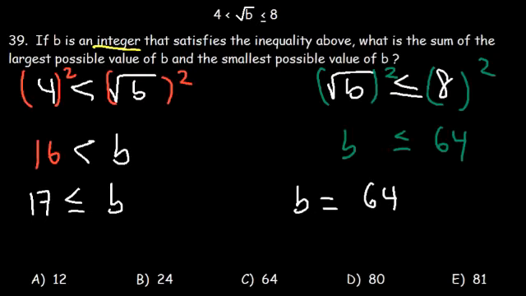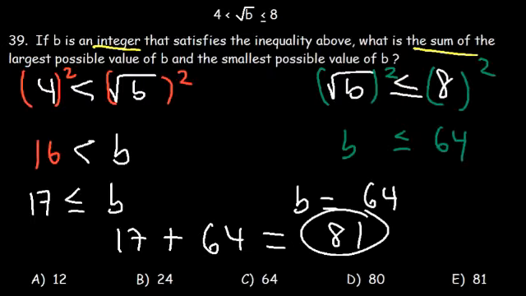So our goal is to find the sum of the largest possible value of b and the smallest possible value of b. So the smallest value of b is 17, and the largest value of b is 64. 17 plus 64 is equal to 81, and therefore E is the right answer.